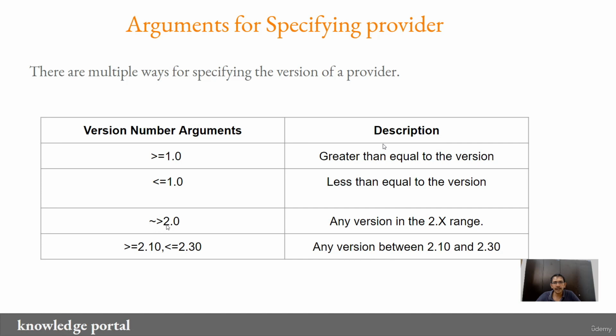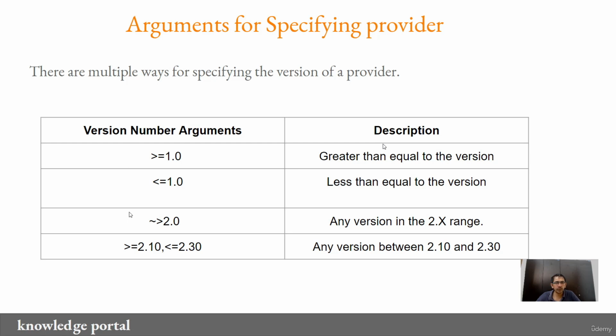Then you have a tilde of 2.0. This basically means any version in the 2.x range. So it can be 2.1, 2.2, 2.20, 2.25 and so on. And then you also have greater than equal to 2.10 as well as less than equal to 2.30. That basically means download the appropriate plugin ranging between the version of 2.10 and 2.30. So it will not be something like 2.8, 2.9, nor something like 2.31, 2.32 and so on.